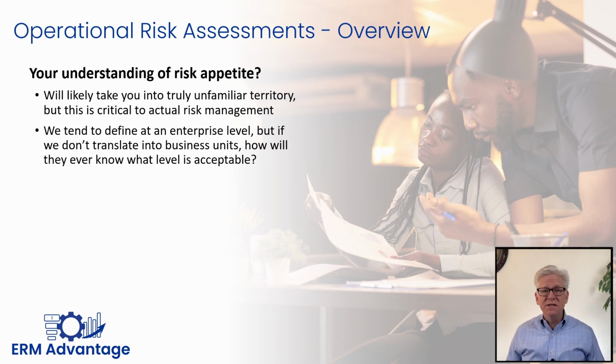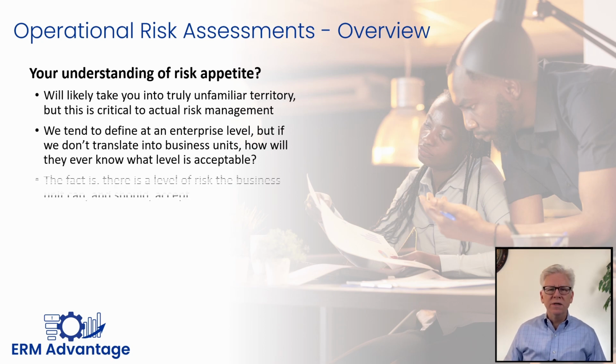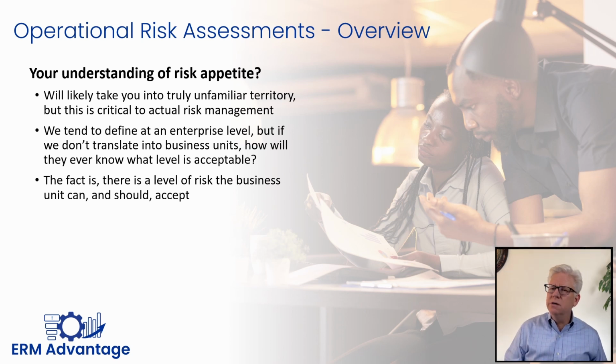But the fact is, there is a point when implementing controls where the business unit should be able to say, we know what the incremental risk is, the impact of that, less the cost of an additional control, so we'll document it, and if it happens, we will write the check.